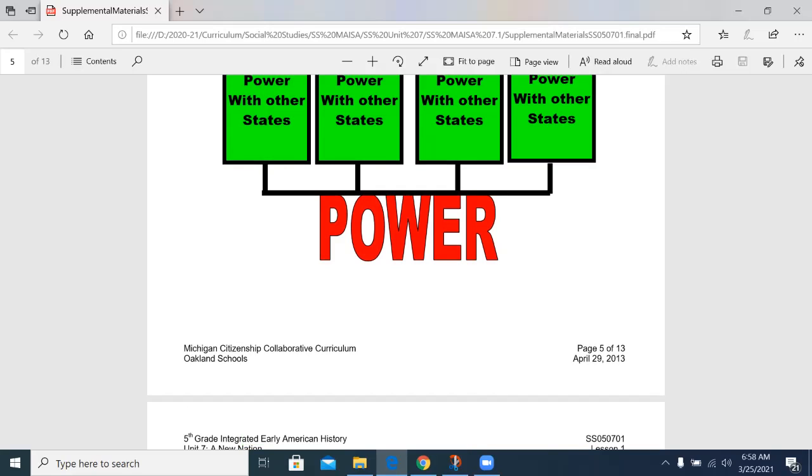Slavery. There's still an argument today. Well, it wasn't about slavery. It was about states' rights. It was about states' rights to continue slavery. It really was about slavery. But that's a lesson for another school year.